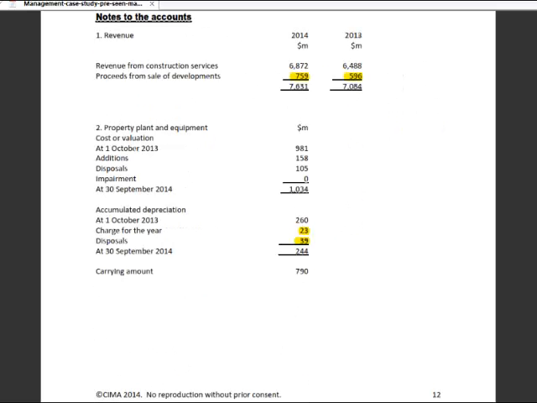In the notes to the accounts under revenue, we can see that about 10% of the revenue is proceeds from the sale of developments. So these are one-off sales, they're not ongoing revenue. By comparison, they're probably 10%. When we look at property, plant and equipment, we have a charge for the year, 23 million, which seems pretty low. And we have some disposals here, yet we don't seem to appear to have a profit or loss on disposal in the income statement. So again, that's a question mark for me.